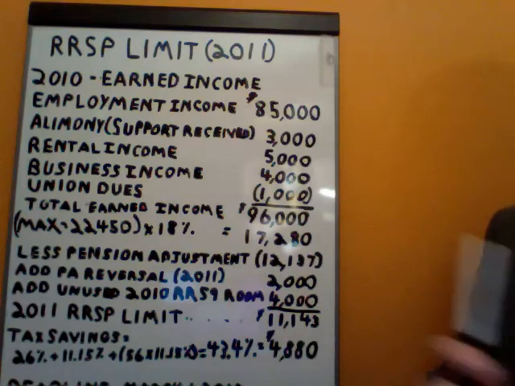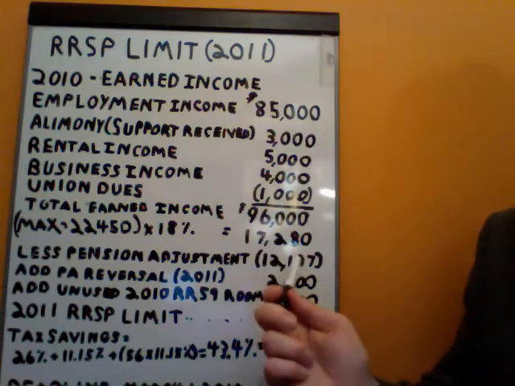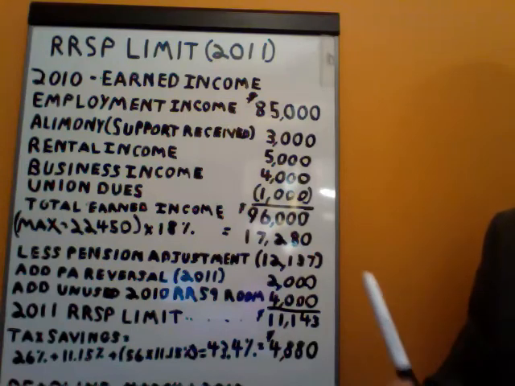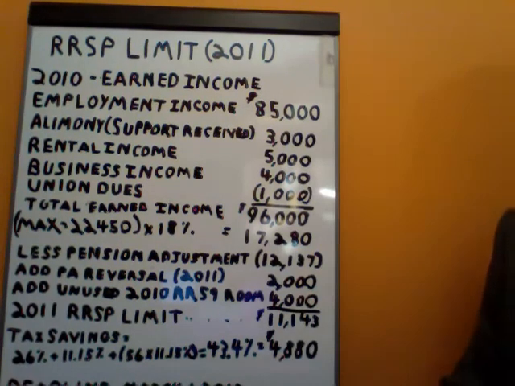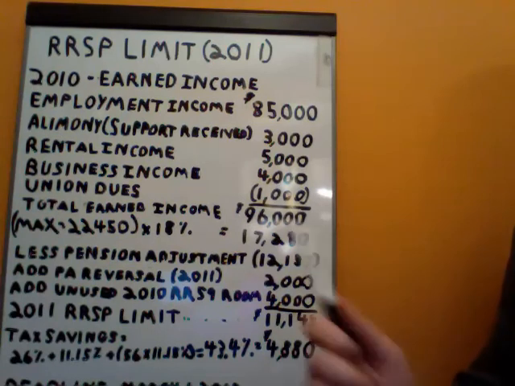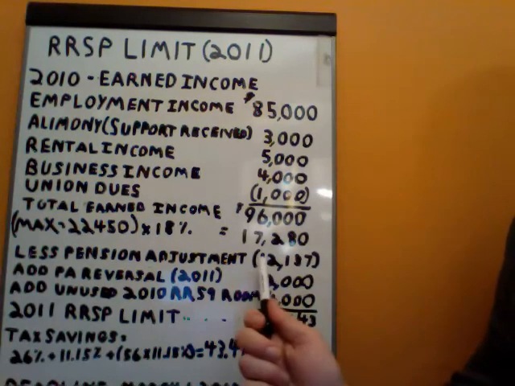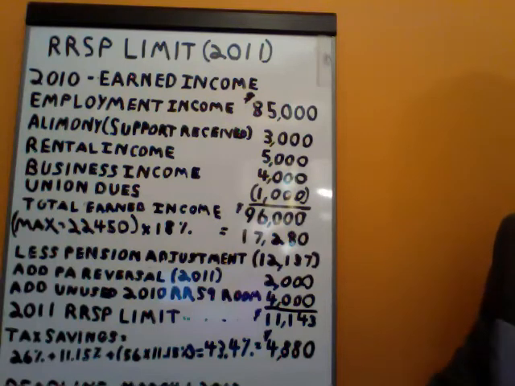We calculate 18%, that works out to $17,280. That is less than $22,450, so we're going to go with that number. Now, we've got to deduct any prior year pension adjustment. Well, let's just say the prior year pension adjustment for his pension contribution, his registered pension plan, was calculated as $12,137. And let's just say for this example, he had a current year pension adjustment reversal of $2,000.